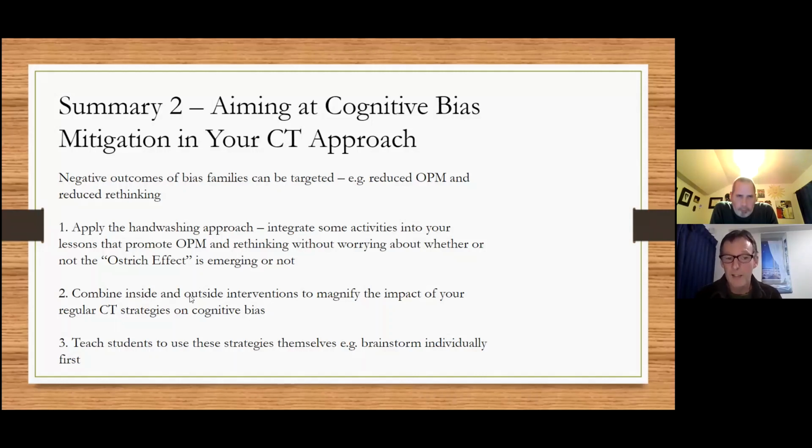Second, combine inside and outside interventions, the individual and the group, to magnify the positive impact of your regular critical thinking strategies on cognitive bias. And the third one we suggest, which we didn't really talk about today, teach students about the strategies. Not so much the biases, but the strategies. For example, I often explain why brainstorming individually is better than brainstorming as a group. And students sometimes come to me after class and say, oh, I've always done it as a group, but now I see why it might be better sometimes to brainstorm individually before working as a group.